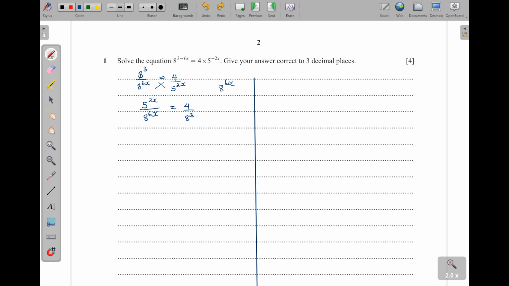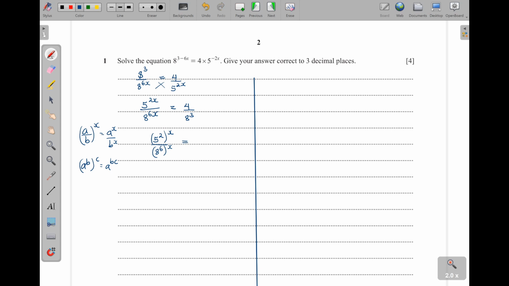Now, after that, in indices, we have a rule that a over b, if all of them are to the power of x, this one is the same as a power x over b power x. So I can write this 5 squared over 8 power 6, all of them are to the power of x, okay? Remember also a power b power c is the same as a power b times c, okay? So this x here multiplies with these 2 to give you this 2x, okay? Just like this x and this 6x. I mean 6, when you multiply them, then it gives you that 6x.